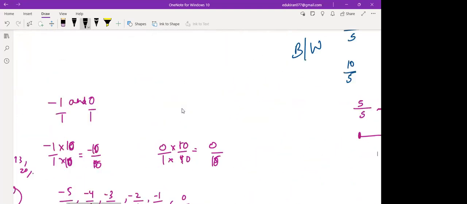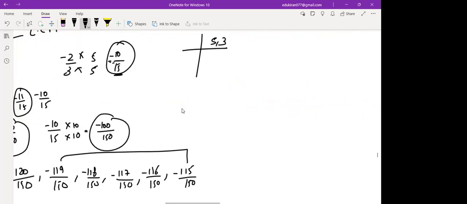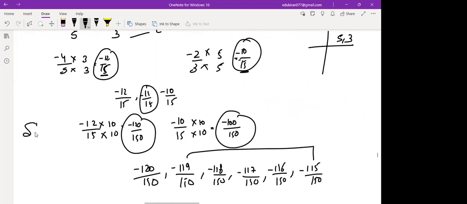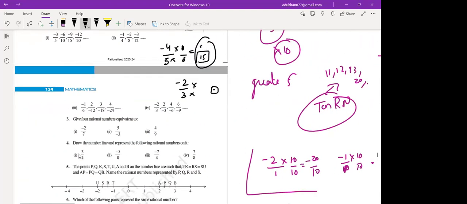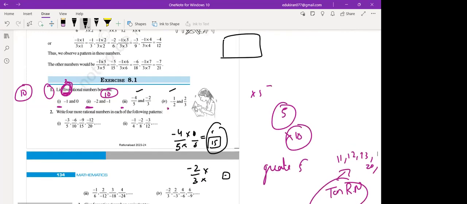Clear? See, remember one thing. You have to only go to this step. This is step 2, right? In case you are unable, this is step number 1. If you are able to find the rational numbers here only, no need to go to step 2. But in case you are unable to find the numbers, then you have to go to step 2. Fine? So now quickly do this fourth one. Then we will move to the next part.